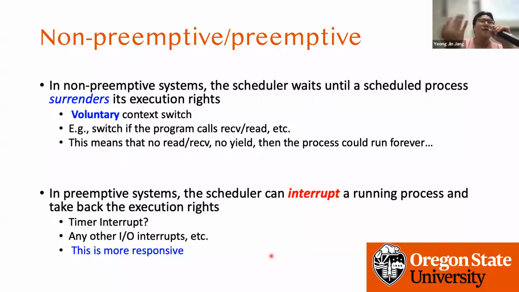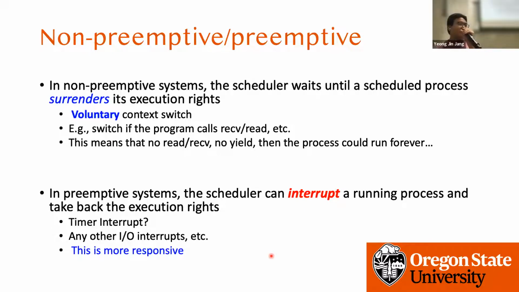So even if we have a good algorithm, we cannot run it if the target program does not surrender the execution right at all. So that's basically why most of the modern general-purpose operating systems, for example, Microsoft Windows, Mac OS, Linux, are all in preemptive execution mode.